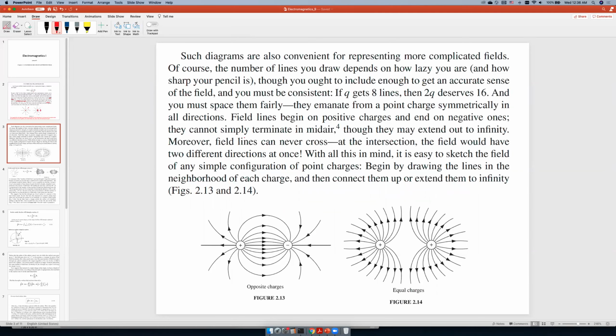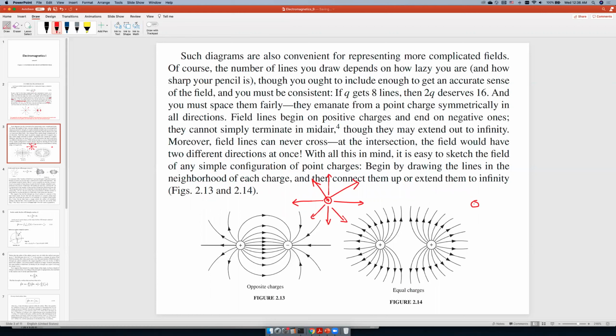Now let's see what features field lines have. First, if you have a positive charge, let's say somewhere here, the field lines will be something like this. They go radially outward. Near the center, the density of field lines is higher. When it's further away, the density is lower. This is for a positive charge.